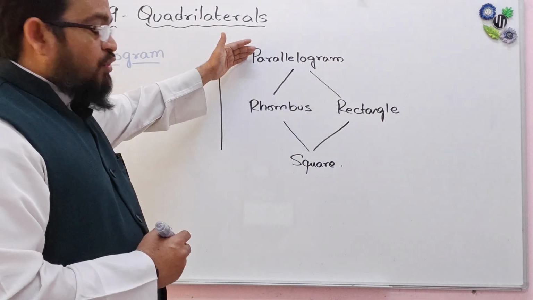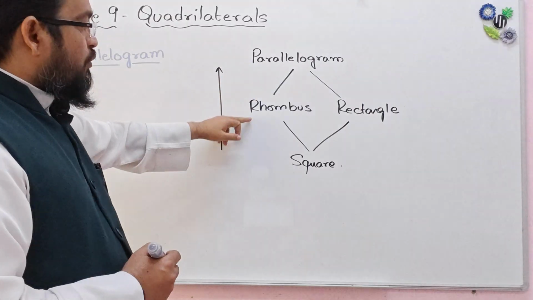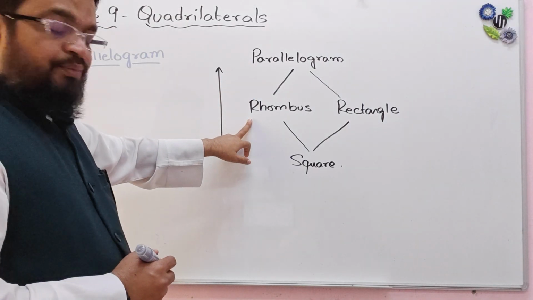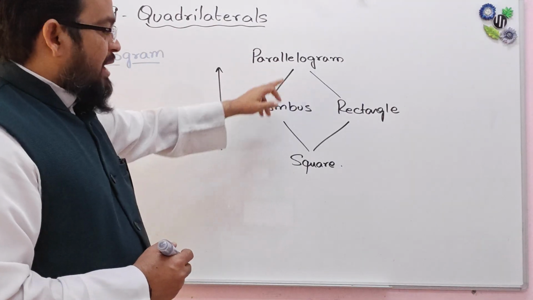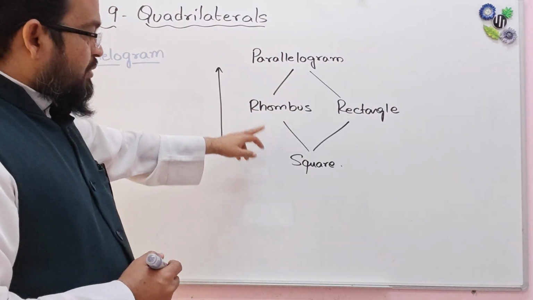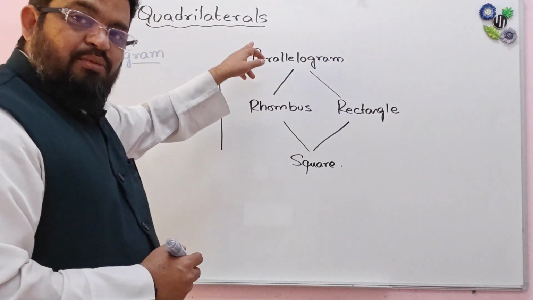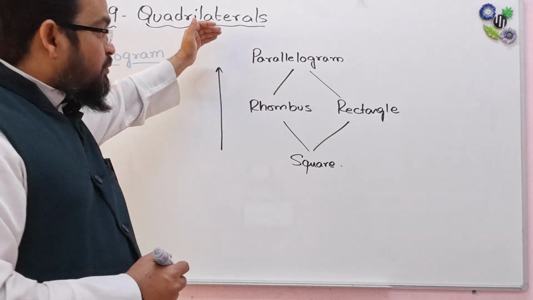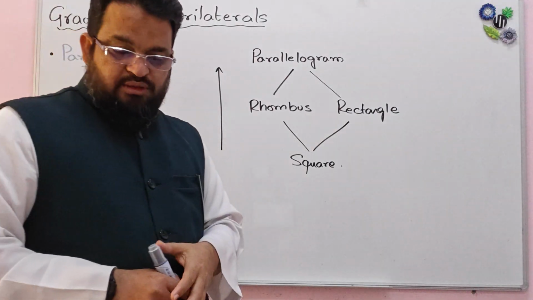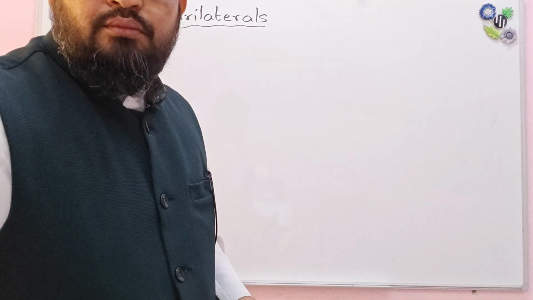But if you come from top to bottom, it doesn't satisfy. That means we cannot call a parallelogram a rhombus, and we cannot call a parallelogram a rectangle. We cannot call a parallelogram a square, or a rhombus a square. A rectangle you cannot call a square. So that means from bottom to top, it satisfies. From top to bottom, it doesn't satisfy. Remember it.